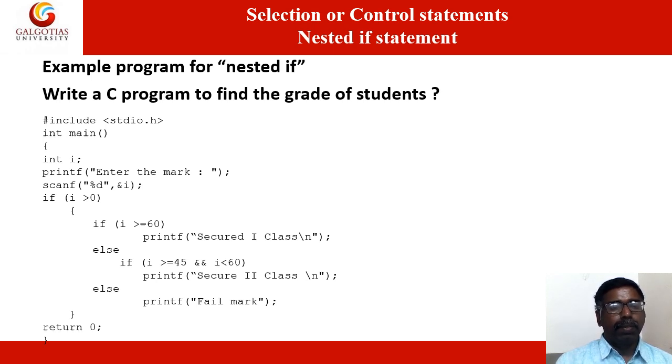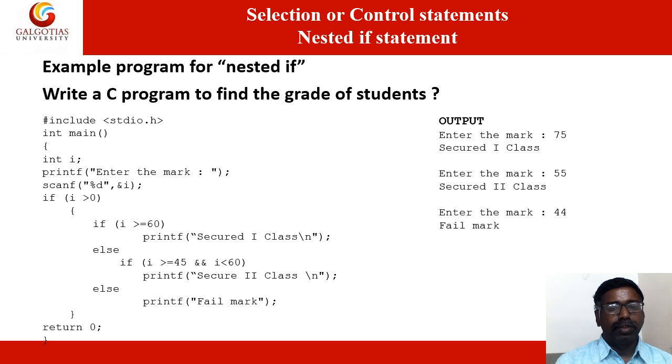Here you can see there is an if statement, if I is greater than 0. In the true part we have another if statement, and in that else part we have another if statement, and finally we have an else statement. Like this, one if else statement is nested into another if else. So that is the meaning of nested if statement. The three possible inputs and outputs are given here. This is how we have to check, so that all the possible input and output is verified.